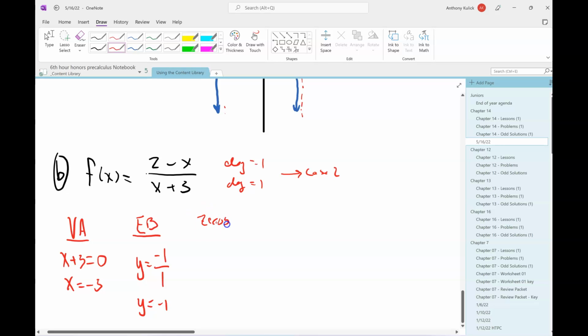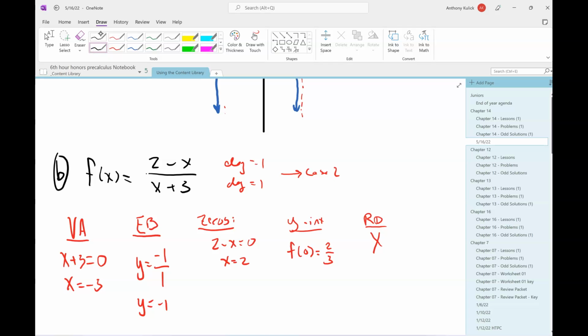Okay. Zeros, what do I do? Numerator equal to 0, get 2. Y-intercept, what do I do? Plug in 0, that gives me 2/3. And since there's no reducing, I can't have any removable discontinuity. So that feels pretty good there, right?